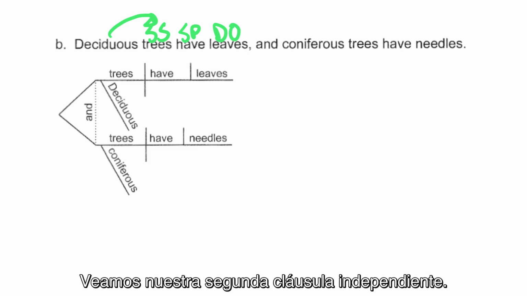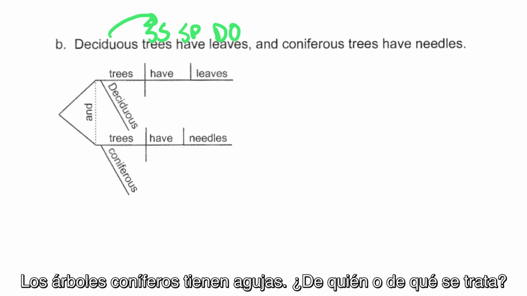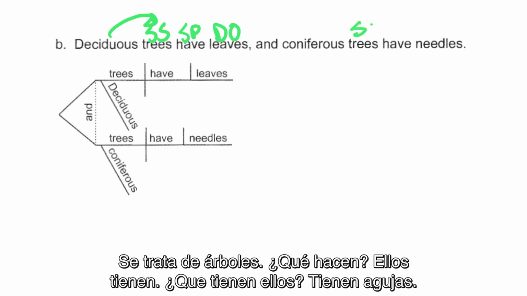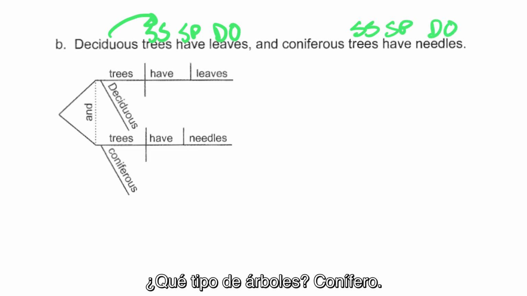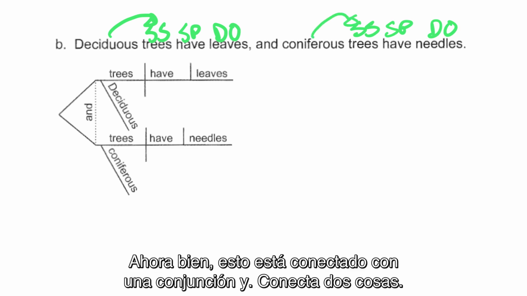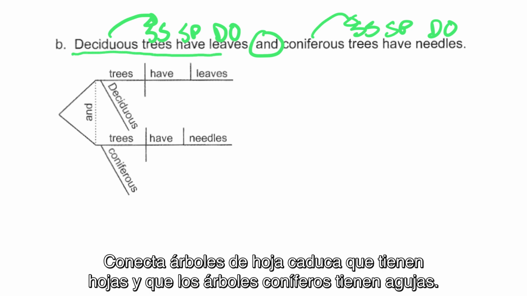Let's look at our second independent clause. Coniferous trees have needles. Who or what is this about? It's about trees. What do they do? They have needles. What kind of trees? Coniferous. Now this is connected with a conjunction, and. It connects deciduous trees have leaves, and it connects coniferous trees have needles.